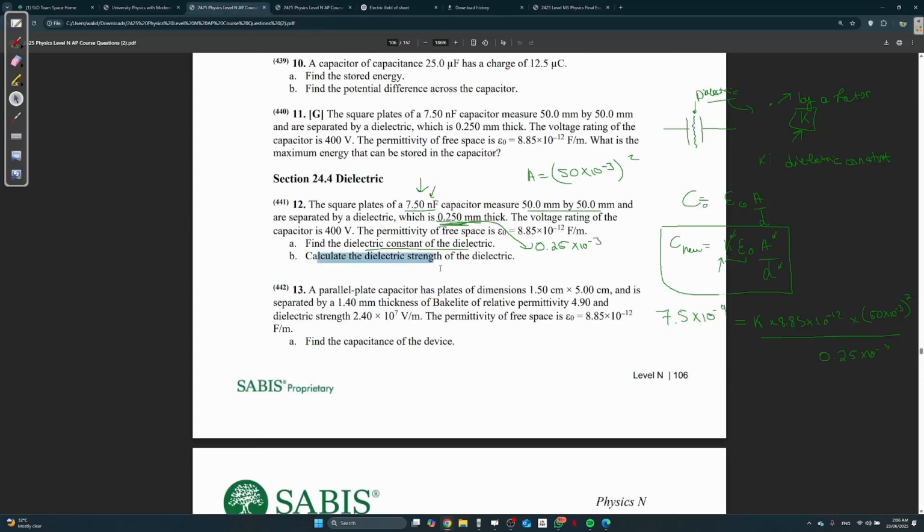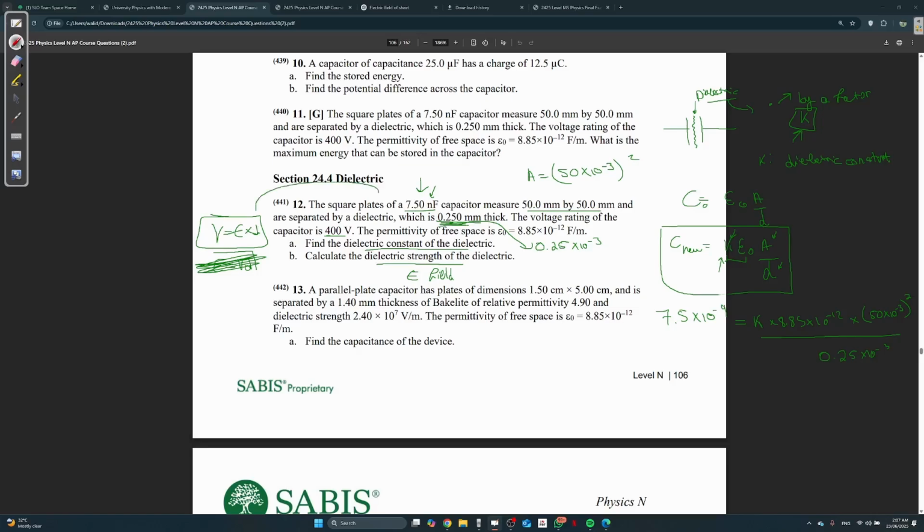There you go. Okay, calculate the dielectric strength of the device. So dielectric strength basically means electric field. Now how do you find electric field if we have the voltage and distance? We did this in one of the previous questions, and it's actually V is equal to the electric field times the distance in between the two plates.